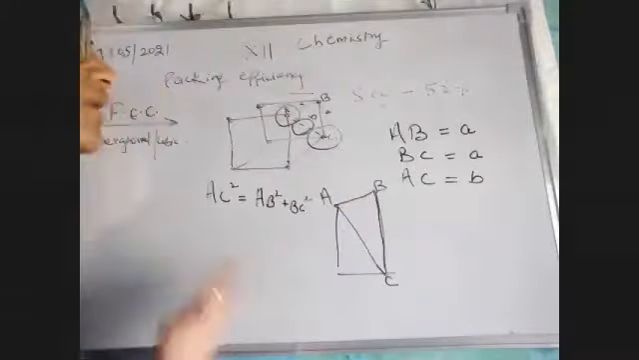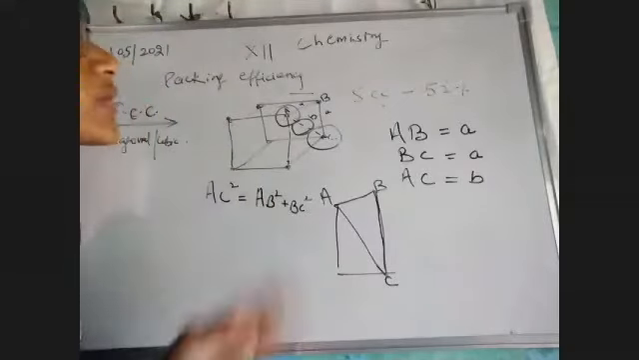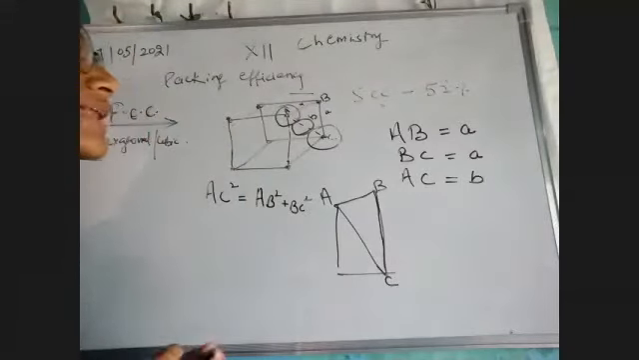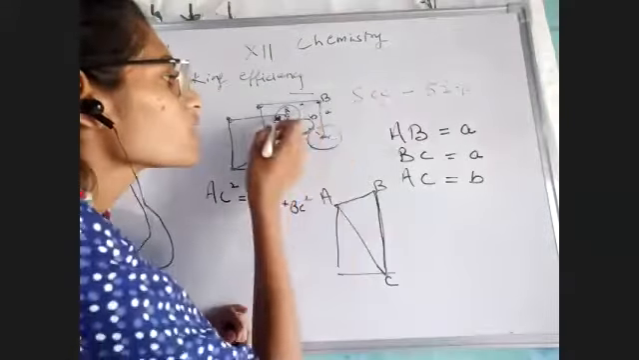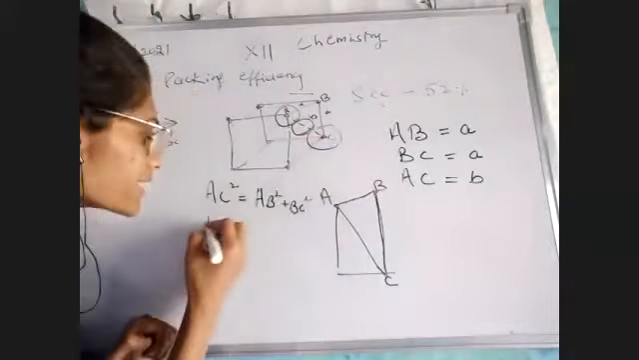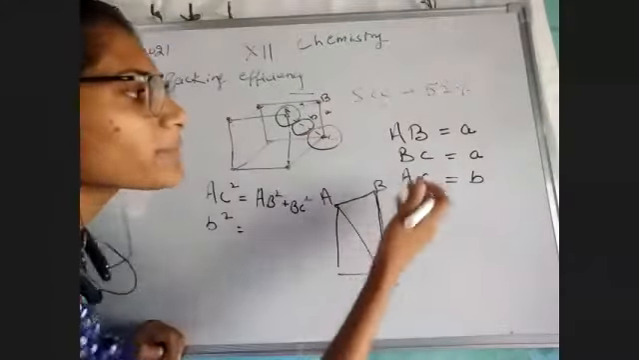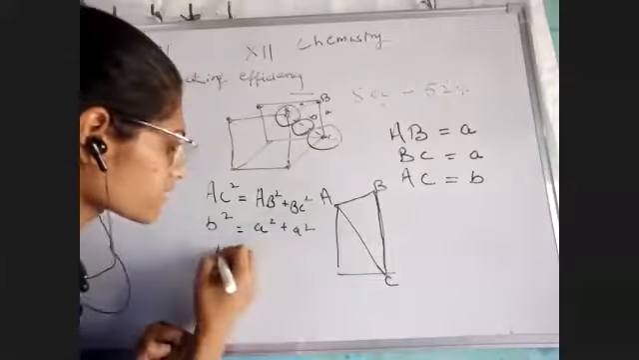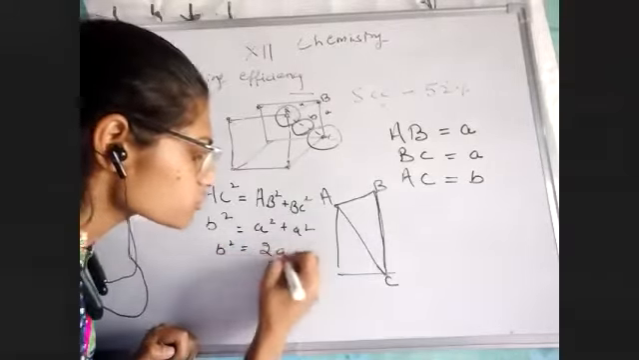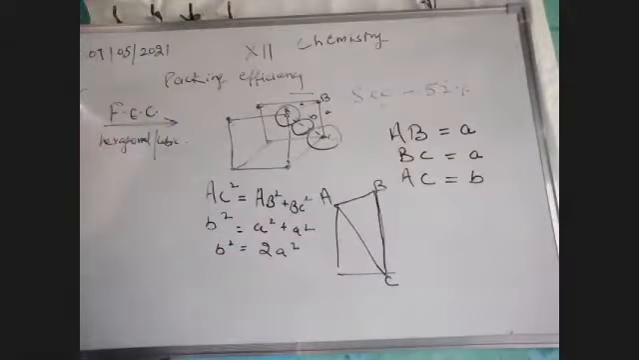Okay, so on the basis of this, we will calculate our packing efficiency. How will we calculate it? Let's see. In this triangle ABC, AC represents b square, and AB and BC each represent a square. That means b square equals 2a square.